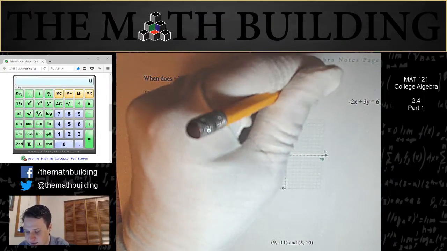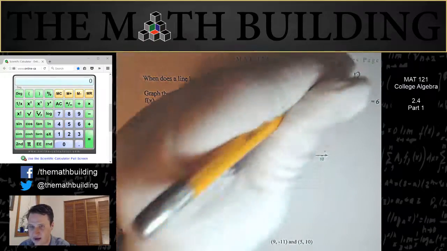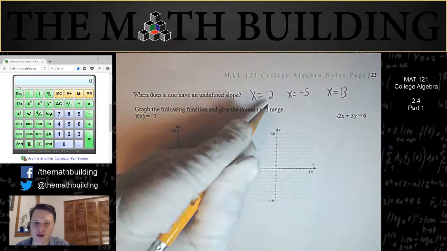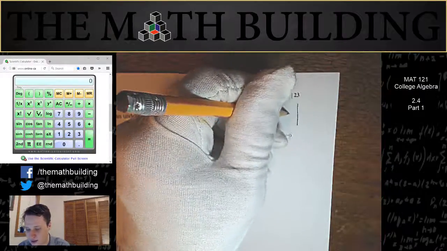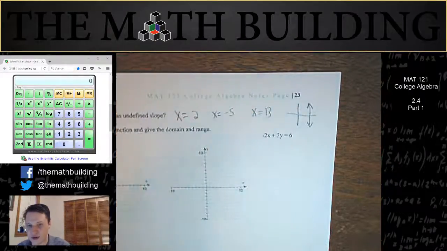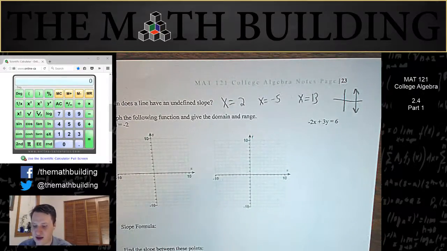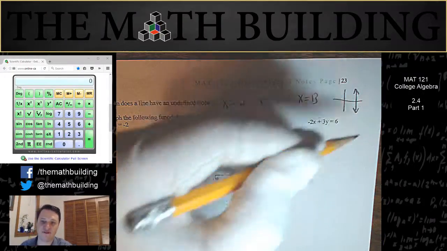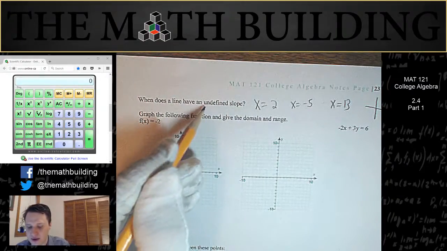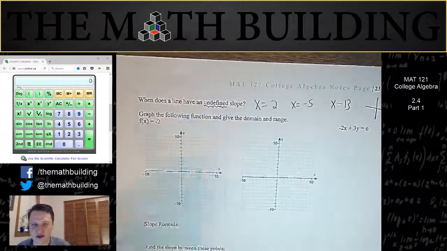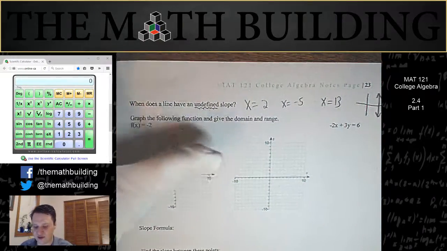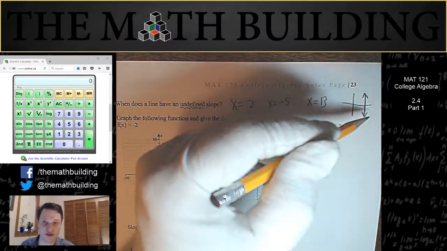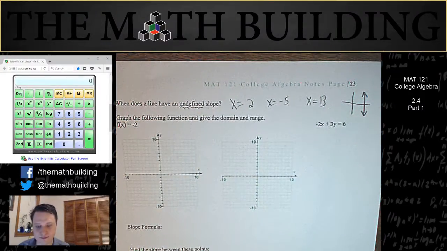x equals -5 is an example, and x equals 13 is an example. So if it's just x equals, that's a vertical line. If it's just y equals, that's a horizontal line. And notice that if we do have a vertical line, this is not a function because it doesn't pass the vertical line test. I can draw a line that touches the graph in more than one place. So something being not a function and undefined are kind of related, because if you do have an undefined slope in your graph at any point, then it also won't be a function.